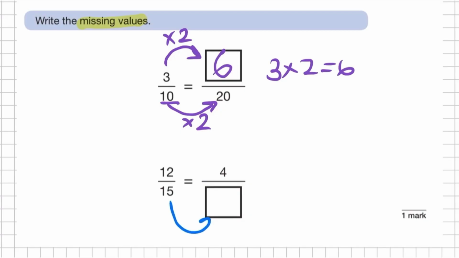For the second part of this question, I'm missing the denominator. I'm going to start by looking at my numerators. How do I get from 12 to 4? I divide it by 3. Whatever I do to the bottom, I have to do to the top, or whatever I do to the top, I have to do to the bottom. So, 15 divided by 3.